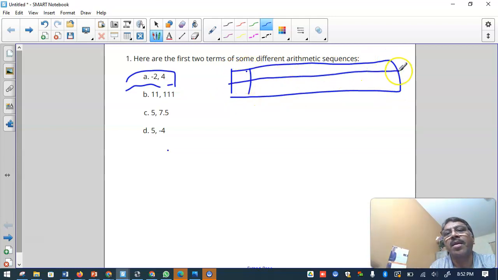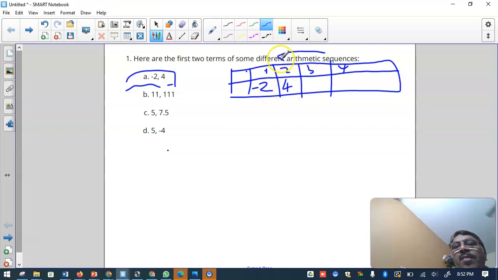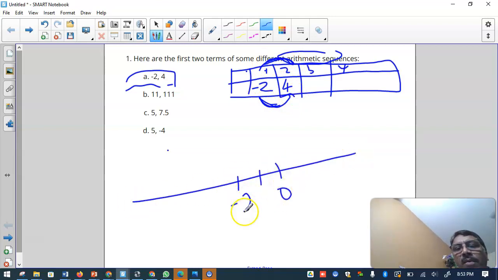I like to always make a table like this, where you have the first one, the second one, the third one, and so on. So the first number is -2, the second one is 4. Because it is an arithmetic sequence, there is a rate of change. What is the rate of change when the step number increases by 1? You want to see what's added to -2 to go all the way to 4. And you can see it is 6, right?